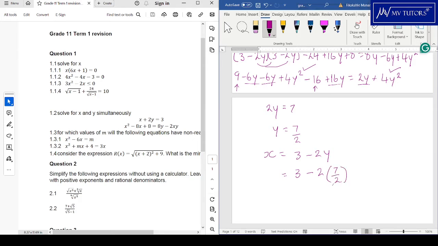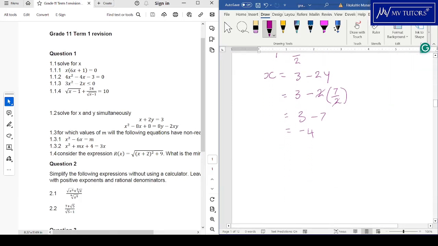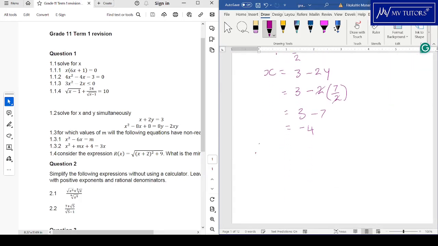Okay, now look at this. These 2's cancel each other, and then I'm left with 3 minus 7. What's 3 minus 7? It's minus 4. Therefore, in my conclusion, x is equals to 7 over 2 and y is equals to minus 4. That's it. Let's move on to the next question.